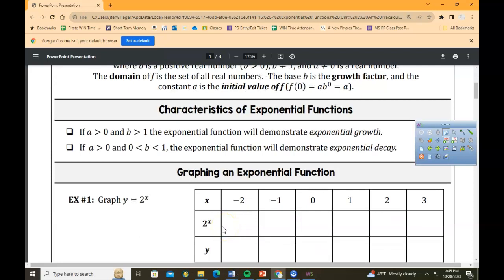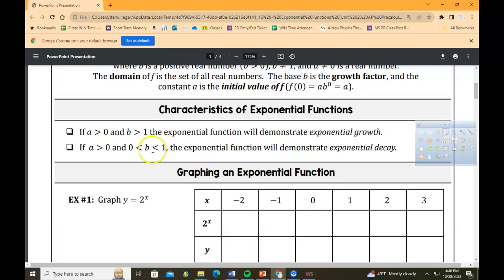So now some things we need to keep in mind. If a is greater than 0, so positive, and b is greater than 1, then it will show growth. But now if my b is between 0 and 1, so a decimal or fraction, then it will be a decay, or like being cut in half each time.